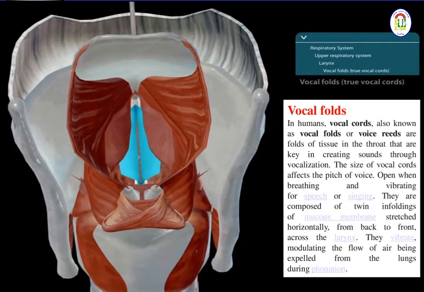In humans, vocal folds, also known as vocal cords or voice reeds, are folds of tissue in the throat that are key in creating sounds through vocalization. The size of the vocal cords affects the pitch of voice. They open when breathing and vibrate for speech or singing. They are composed of twin infoldings of mucous membranes, stretched horizontally from back to front across the larynx. They vibrate, modulating the flow of air being expelled from the lungs during phonation, or the production of voiced sounds, like all the vowels and some consonants.